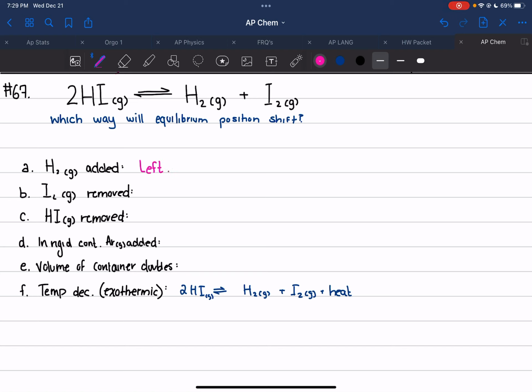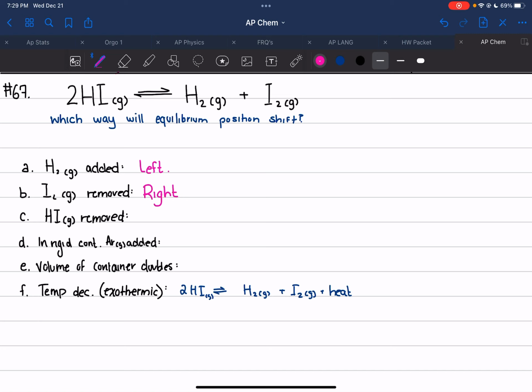Next, we have if we remove a product, which is I2. I2 is removed. You're taking away a product, which means you're taking from it, not completely. Which means that we're going to have to go this way because there's going to be more on this side, as we see. So this shift is going to have to be a right shift.